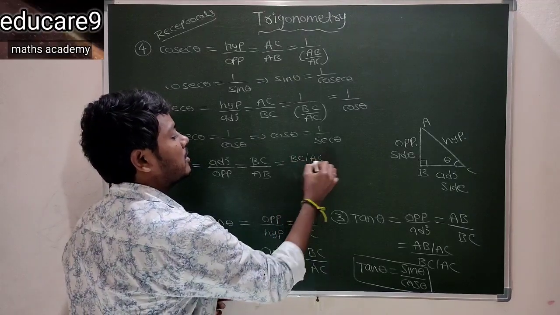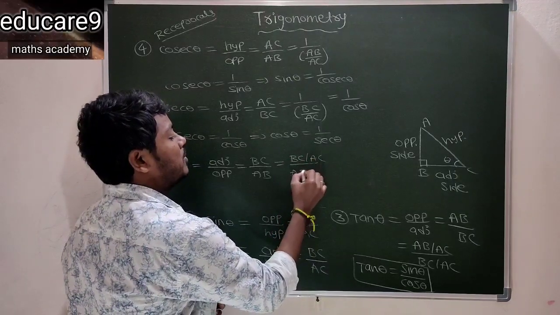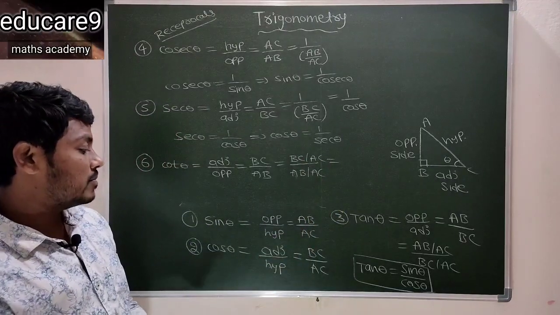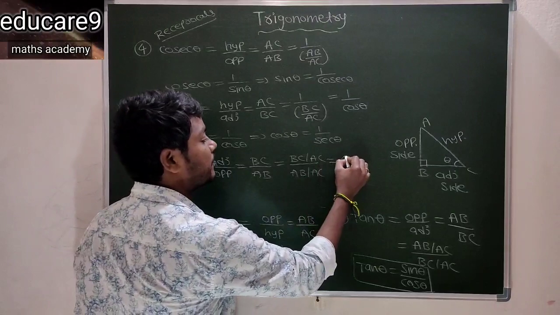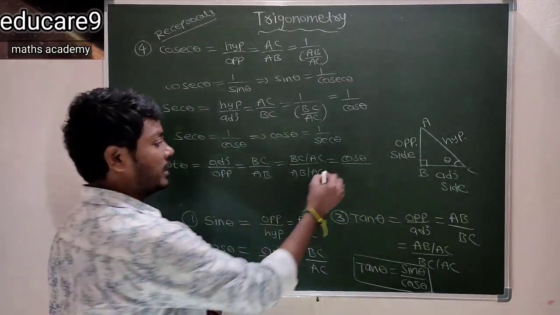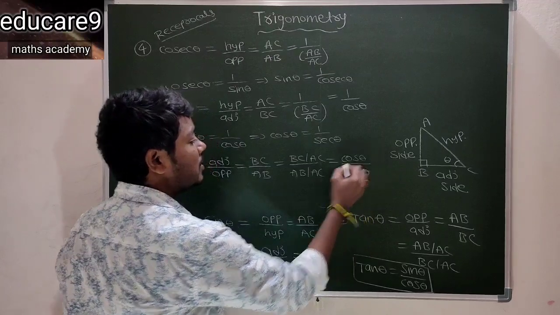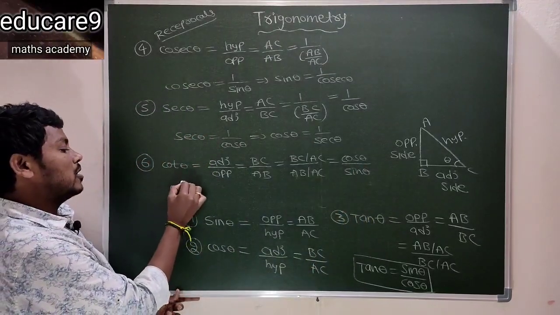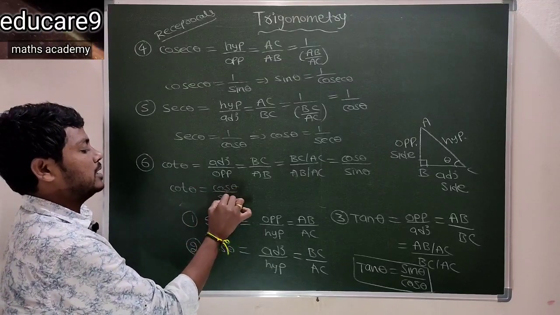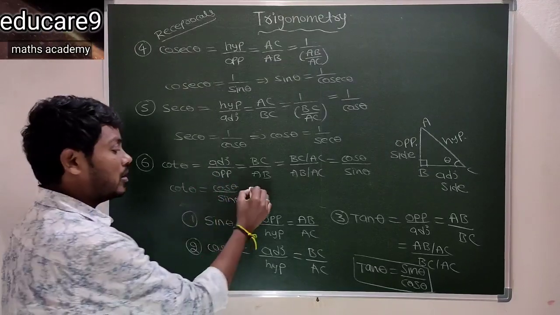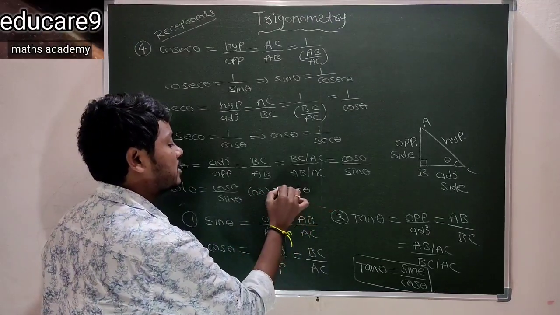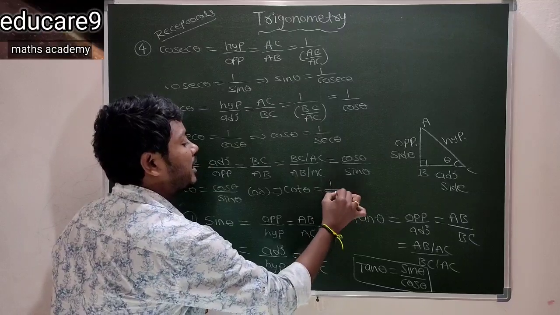BC by AC and AB by AC. But what is BC by AC? Cos theta. And AB by AC, sin theta. So therefore cot theta can be written as cos theta by sin theta, or cot theta can be written as 1 by tan theta.